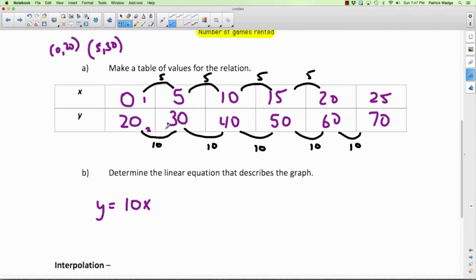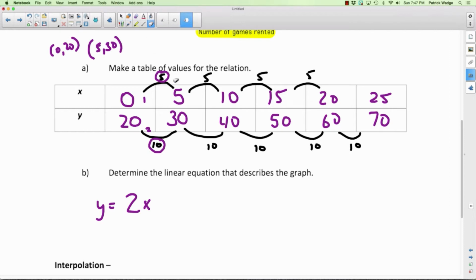If that was confusing to you, you could take this number and divide it by this number, and that'll tell you what the change is for every 1 you go up. So 10 divided by 5 is 2. So in fact, it's not going to be 10x, even though it goes up 10, 10, 10, 10. Because this one went up by 5, you've got to go 10 divided by 5. You get 2x.